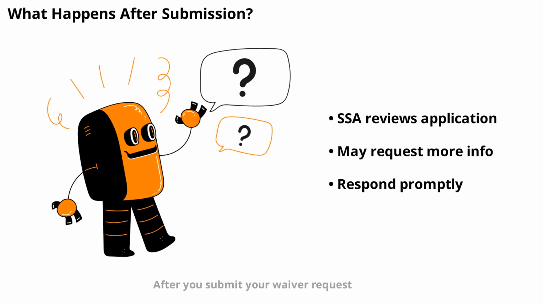After you submit your waiver request, the SSA will review your application and supporting documents. This process can take several weeks or even months. During this time, the SSA may contact you for more information or clarification. Be sure to respond promptly to any requests to avoid delays.